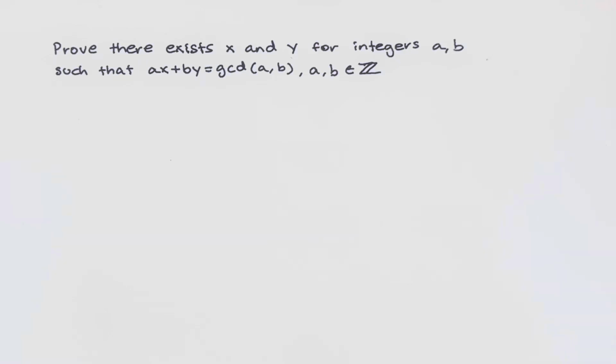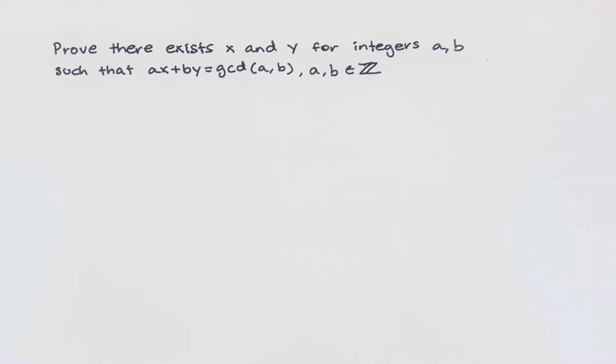In this problem, we'll be proving Bezout's lemma. In number theory, Bezout's lemma, also known as Bezout's identity, states that for any integers a and b with greatest common divisor d, there exist integers x and y such that ax plus by equals d. Furthermore, the integers of the form ax plus by are exactly the multiples of d.